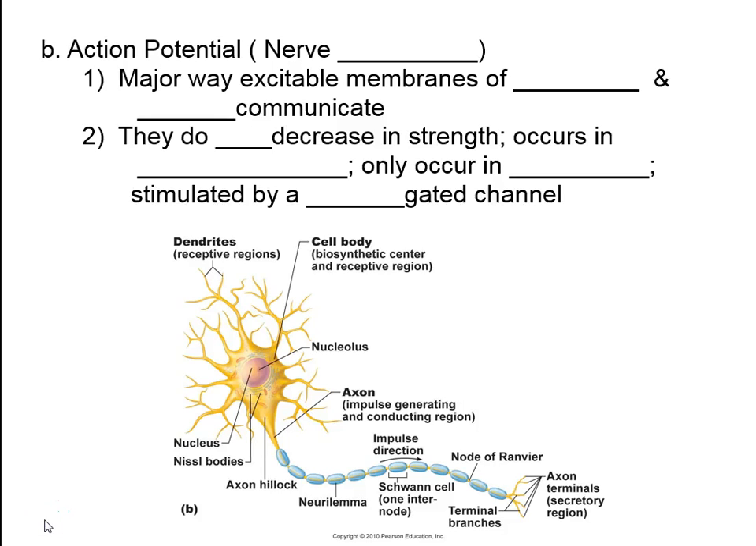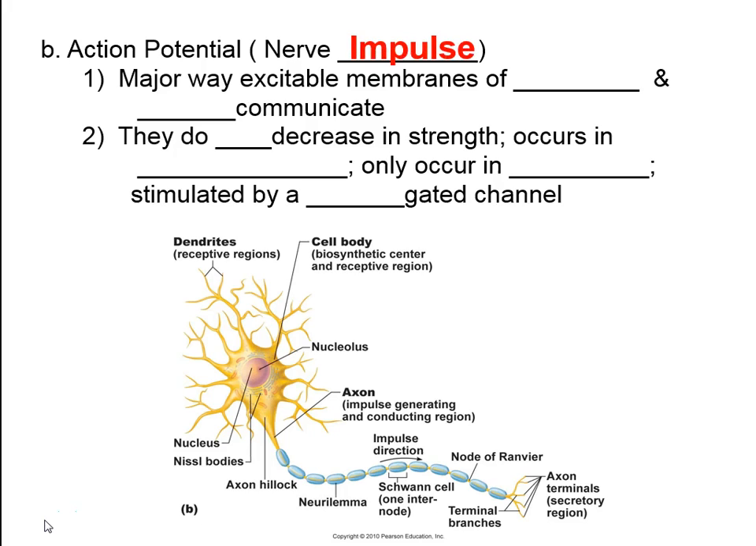Okay, so we've looked at graded potentials. We know that they happen because we have chemical gates that open. We know that they're short-lived, that they decrease in their strength, and that they can add up. So we call them graded potentials.